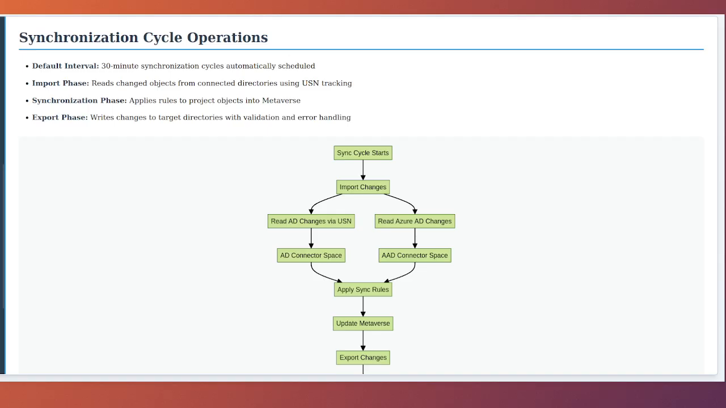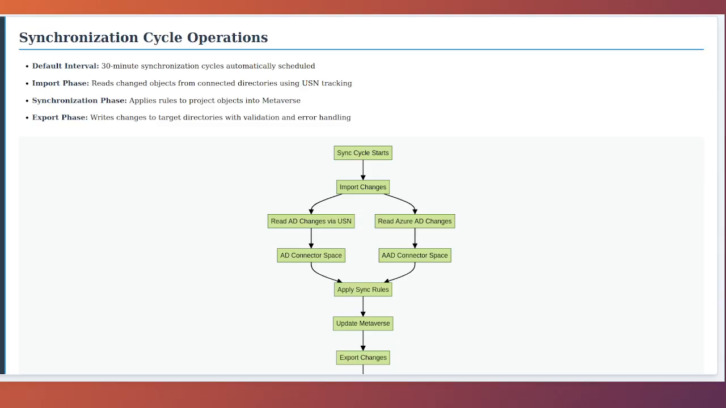After importing changes from all connected directories, the synchronization engine runs synchronization rules to project objects into the metaverse and determine what changes need to be applied to target directories. Synchronization rules are composed of scoping filters that determine which objects the rule applies to, join rules that correlate objects across directories, and transformation rules that map source attributes to target attributes.